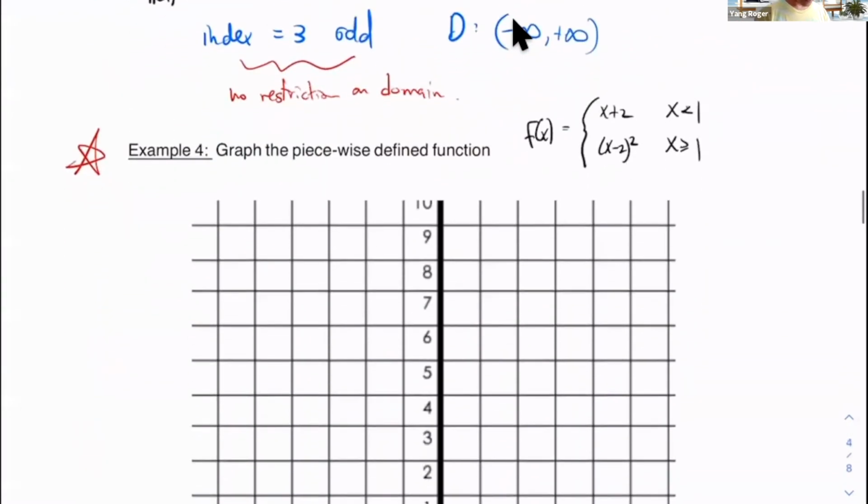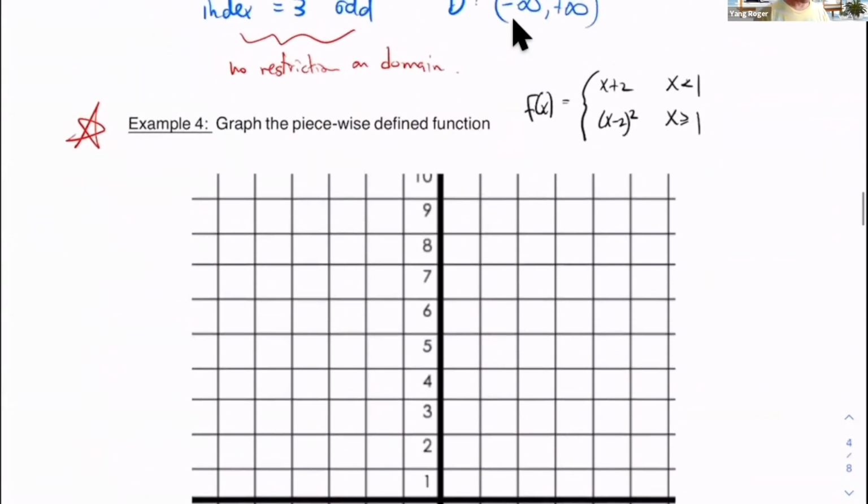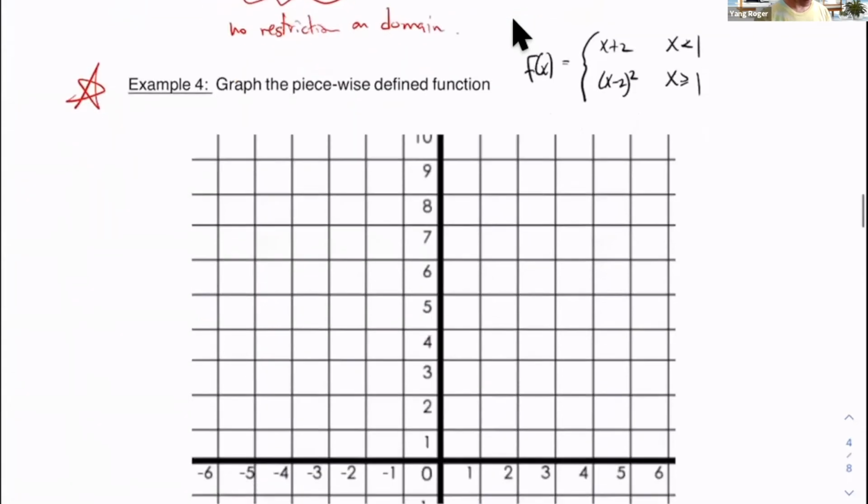So the hard part for a lot of students is doing this piecewise defined function. But for us, it's not going to be so hard. And what I suggest is you graph each function, but you only graph each function on its domain. So there is erasing to do. Okay, so let me show you how I would do this question.